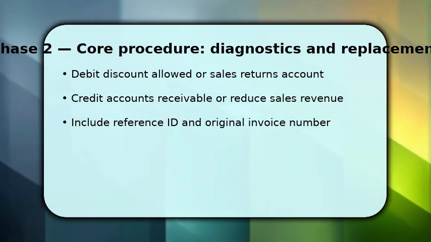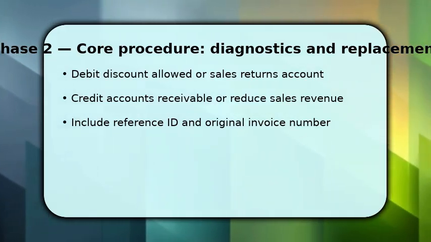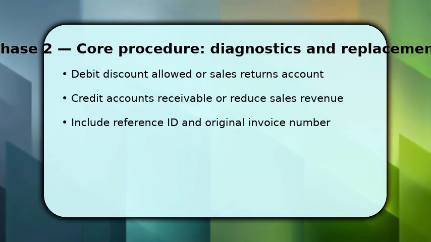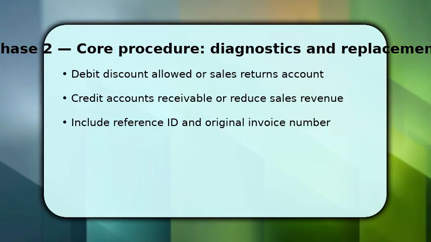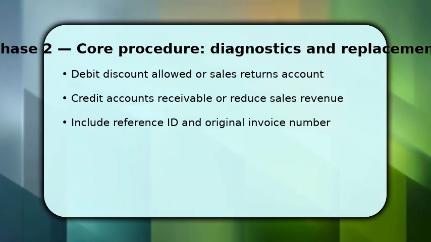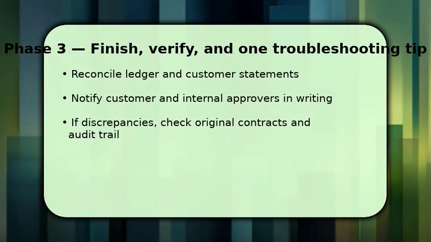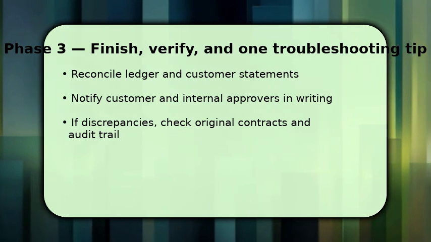While entering amounts, recalculate tax if the discount affected taxable base, and update VAT or sales tax entries accordingly. In this step, finally, reconcile the ledger against customer statements and bank records to confirm the removal cleared the balances.